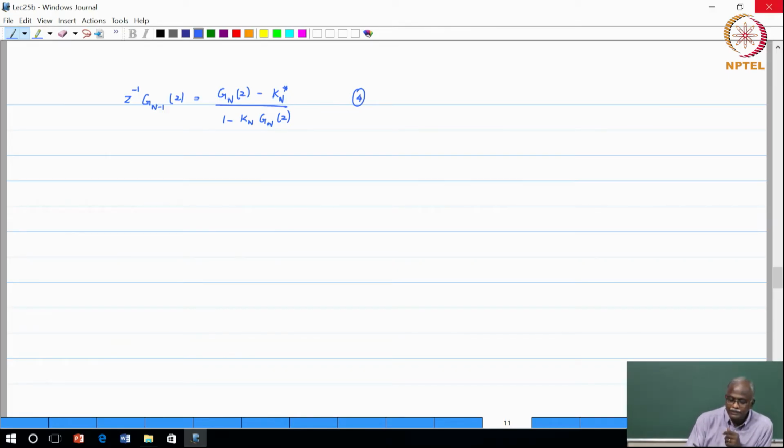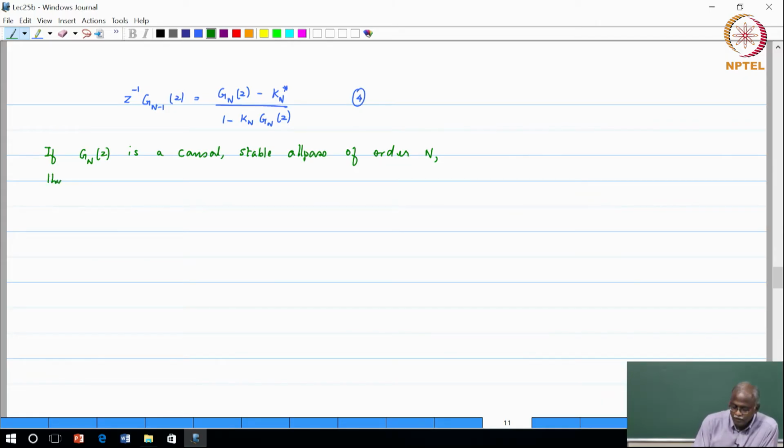Now supposing g n of Z is a causal stable all pass function of order n. If g n of Z is a causal stable all pass of order n, okay. So here is the key result.